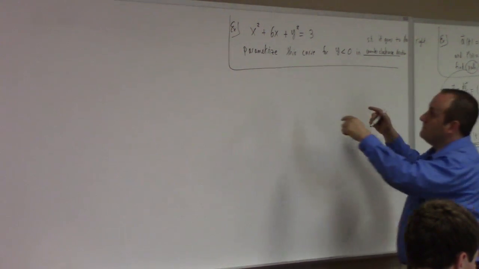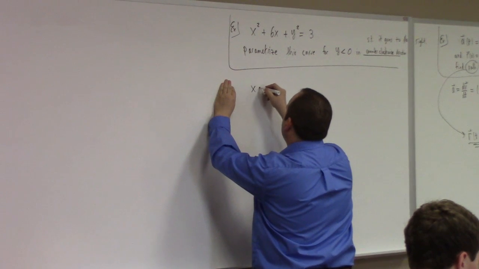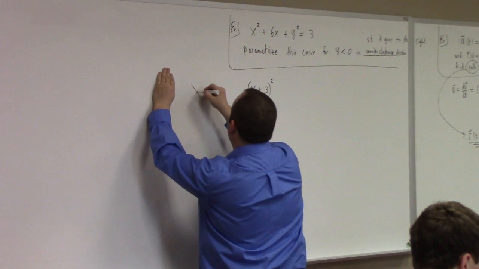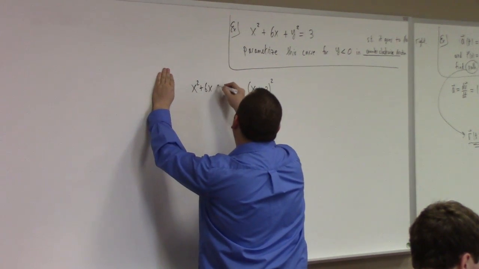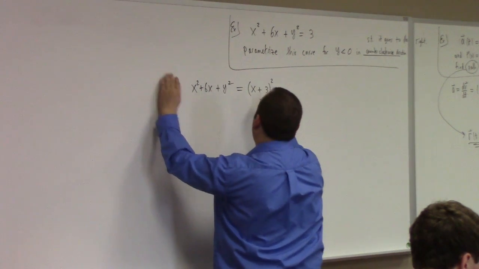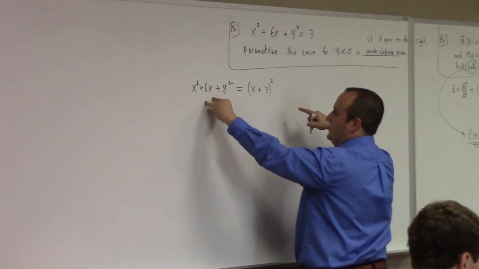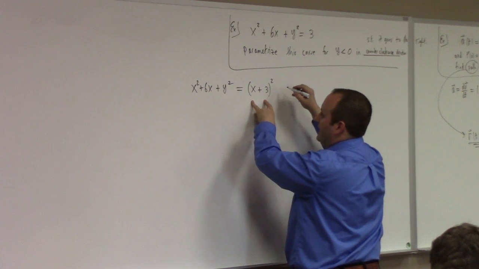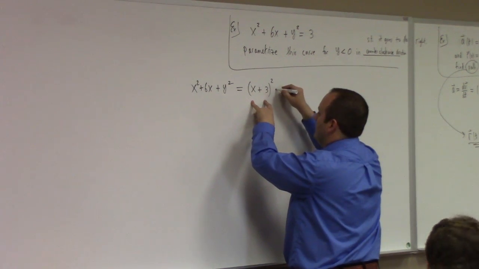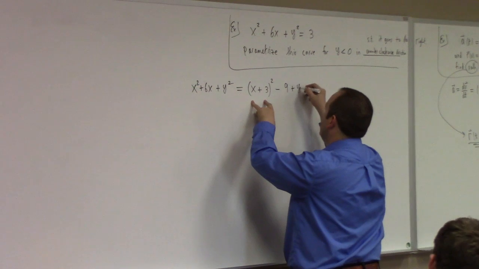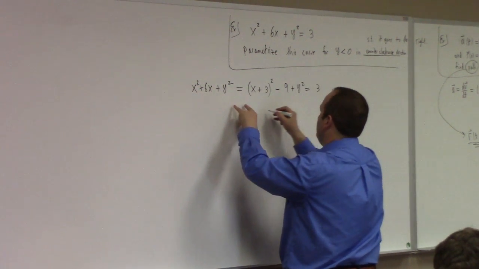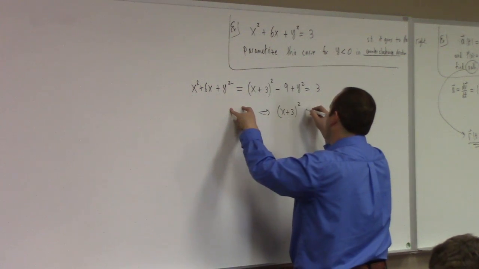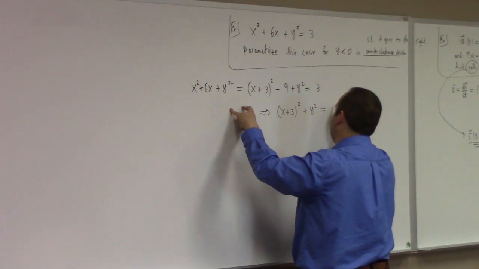Complete the square. So I've got x plus 3 quantity squared, right? So x squared plus 6x plus y squared is equal to x plus 3 squared. But if you look at that, what did I just do? I added 9, right? So subtract 9, plus y squared equals 3. So that implies x plus 3 quantity squared plus y squared is equal to 12.